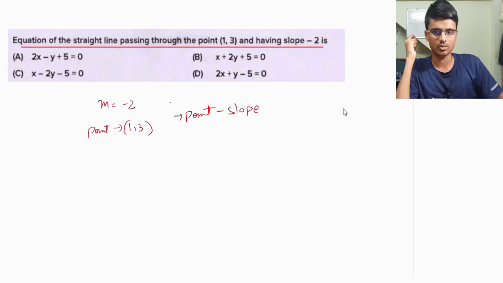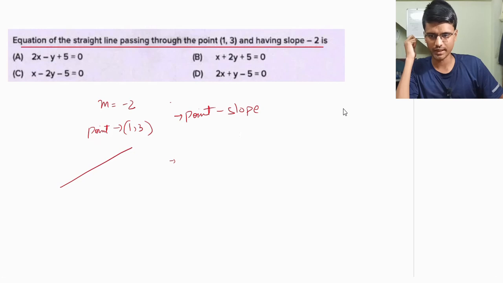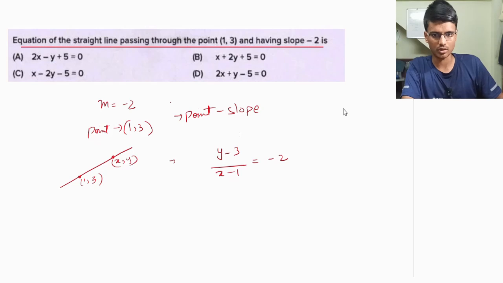Okay, how should I solve? Okay, I'll tell you conceptually. We'll solve it. Take some point x comma y and 1 comma 3. Okay, how will you find the slope? y minus y1 by x minus x1 equal to slope. Slope is y minus 3 by x minus 1 is equal to, what is the slope? Minus 2.